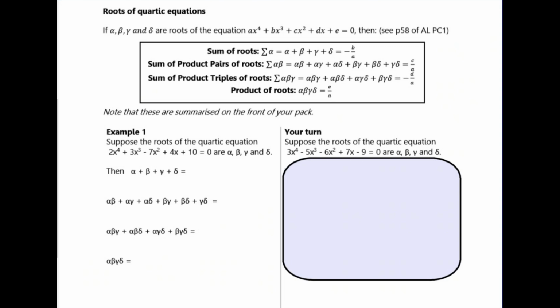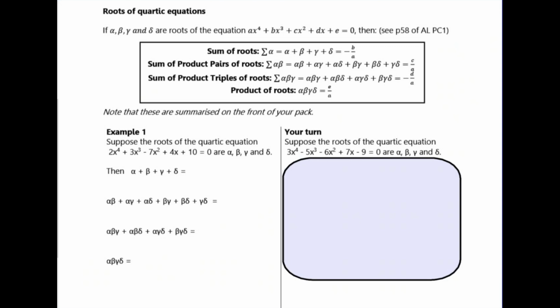As always, the sum of the roots of a quartic equation is equal to minus b over a. This is true for any polynomial. The sum of the product pairs is the same as for cubics. So the sum of the product pairs is equal to c over a, and there are 6 different product pairs you can have. So if you've got roots alpha, beta, gamma, delta, there are 6 combinations of product pairs.